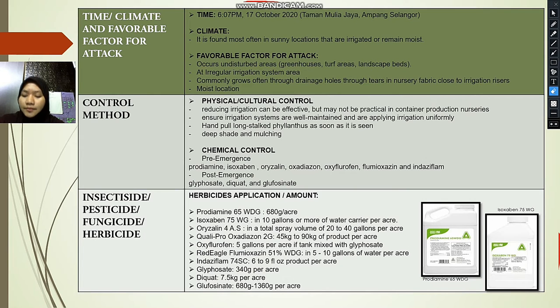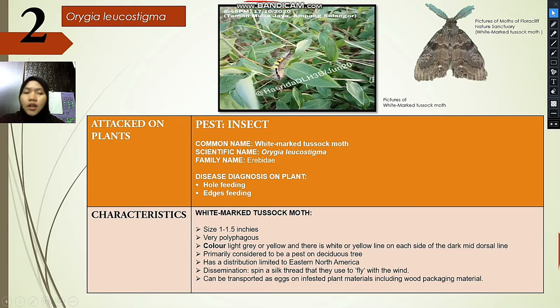Okay, the next pest and disease that I found is Orgyia leucostigma. The attacker on the plant is a pest, an insect eater. The common name is white-marked tussock moth. The scientific name is Orgyia leucostigma, and the family name is Erebidae.